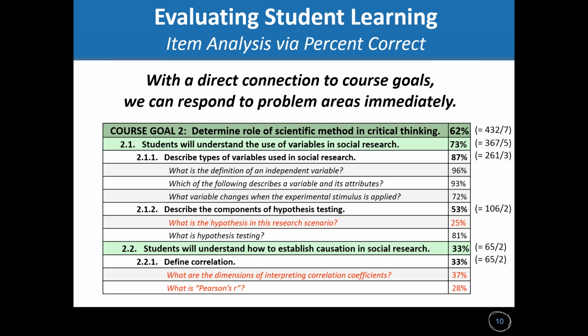So this is the type of thing that item analysis can give us by looking at the percent correct. We get great insight on exactly what we need to fix and what's working and what's not working.